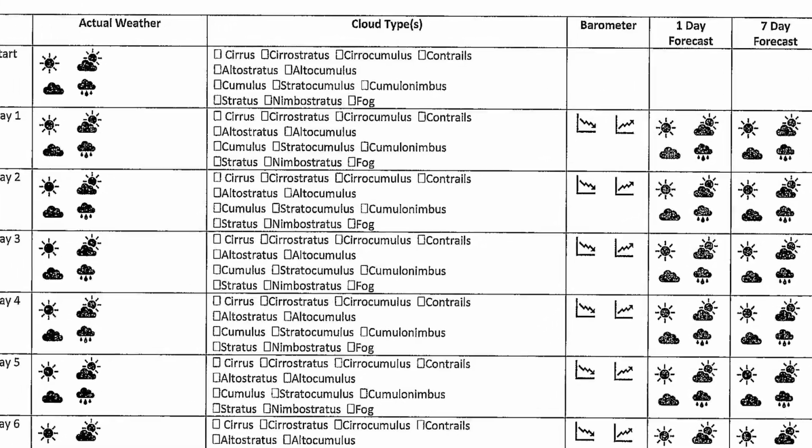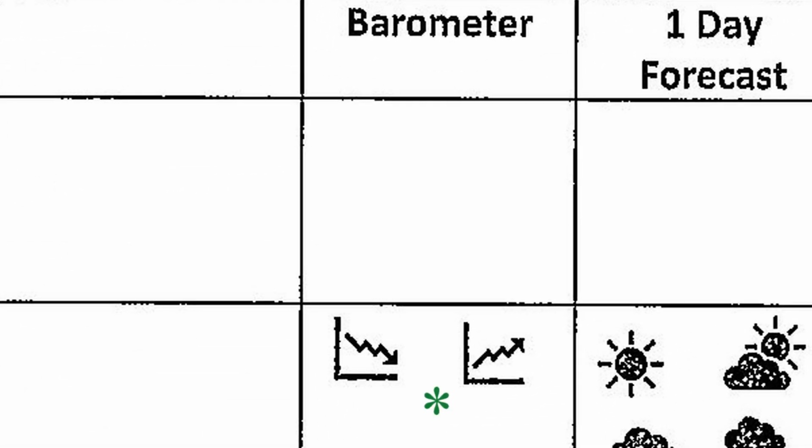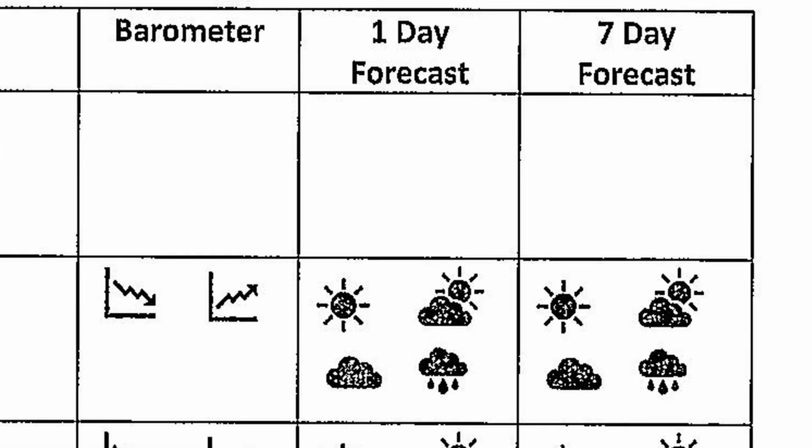The next column is where we'll record our barometer reading. And notice that there are two icons. This is where we'll record whether the barometer is falling or rising from the day before. This is our weather prediction. You'll see how to do this as we go forward. The last two columns are where we'll record the professionals' 1-day forecast and 7-day forecasts. As we go forward, I'll show you how to do that.